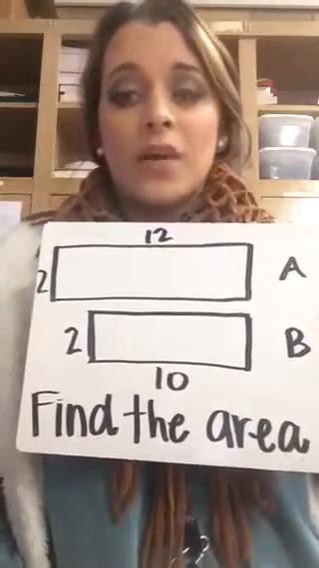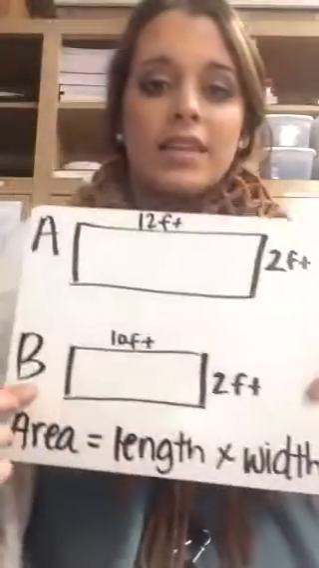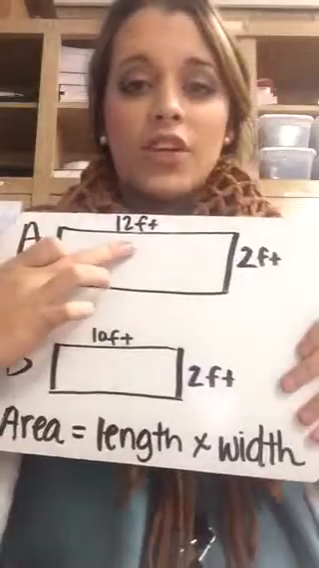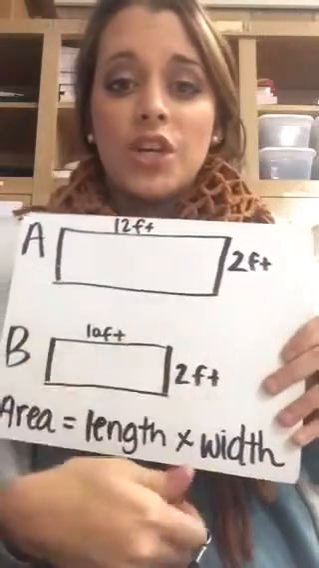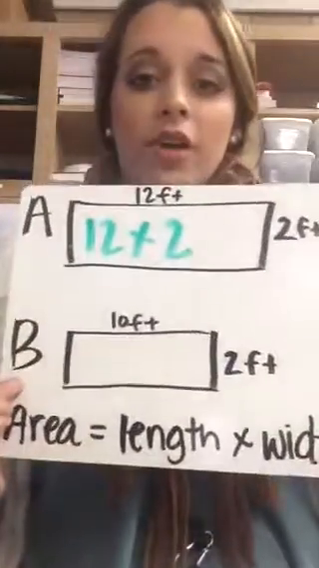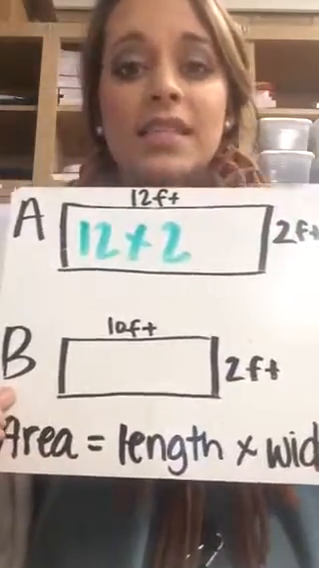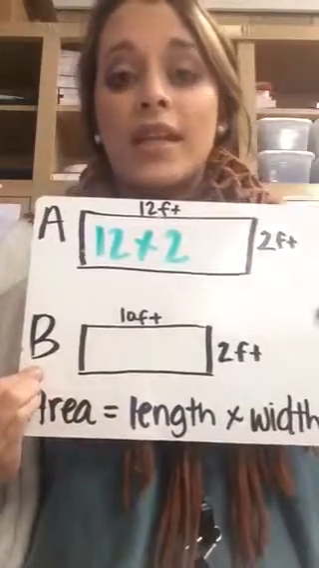So to find length times width, we're going to take our figures just like this, and we know that our length on figure A is 12 and our width on figure A is 2. So to do area equals length times width, that means that our area would be 12 times 2. That's our formula for area for figure A.